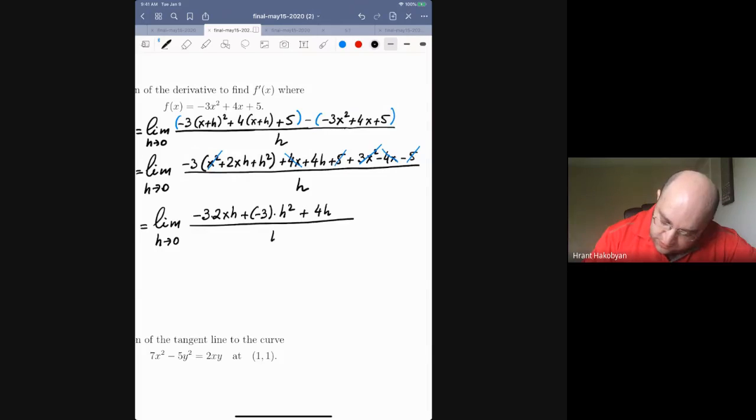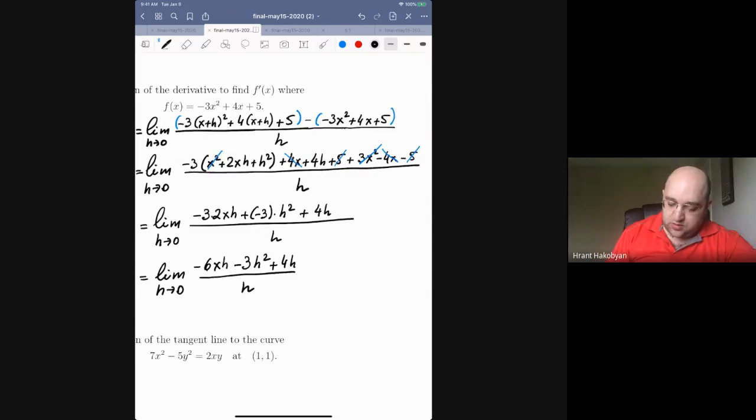And then I divide by h. So the whole thing becomes the limit as h goes to 0. On the top I have negative 6xh minus 3h squared plus 4h, divided by h. So then what cancels? What's left is the limit as h goes to 0.